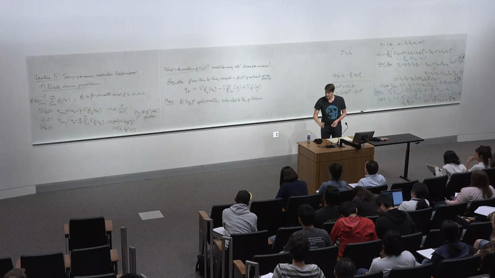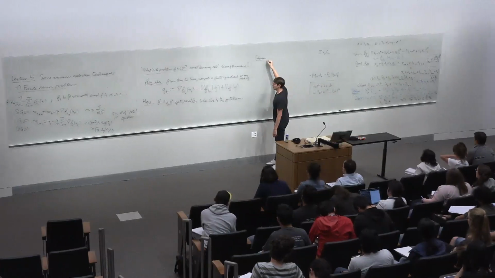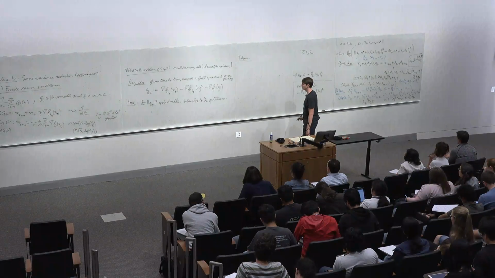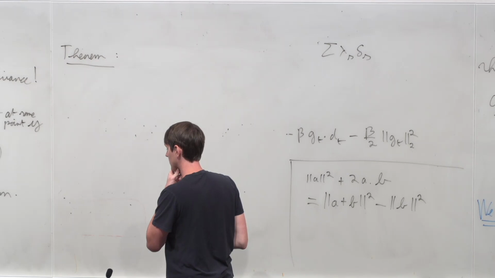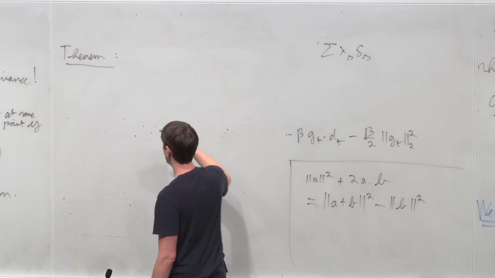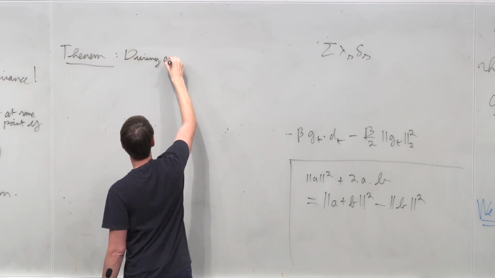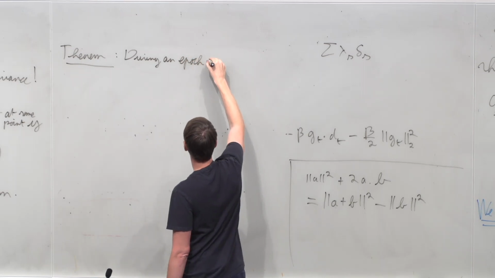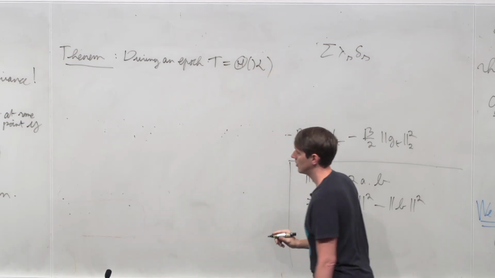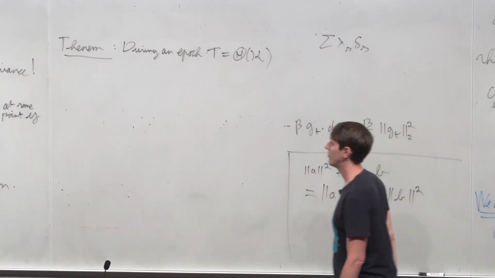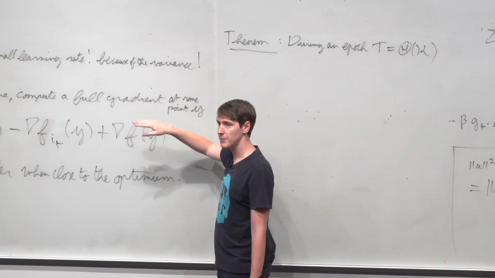Okay, so maybe I make some claim and theorem. The theorem that we're going to prove is that the following algorithm is good. So let me just think what I want to do. During an epoch, which is of length T of order of kappa. An epoch is going to be of length kappa, the condition number. When my epoch finishes, I'm going to compute a full gradient and recenter things.